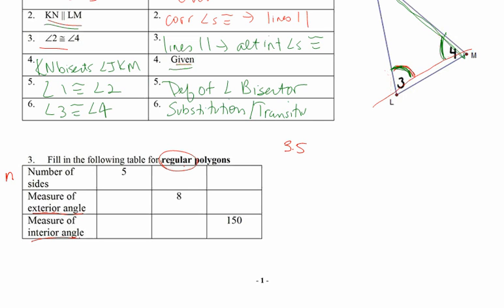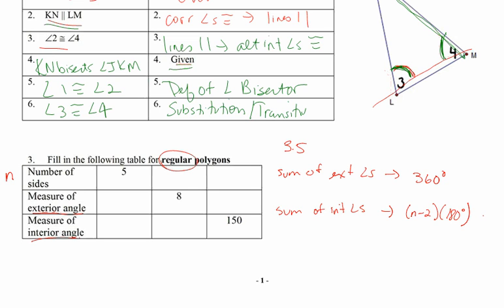So there were two guiding principles in 3.5. The textbook told us that the sum of exterior angles, no matter what, for convex polygons is going to be 360 degrees. And the textbook also told us that the sum of interior angles for convex polygons was always going to be n minus 2 times 180.